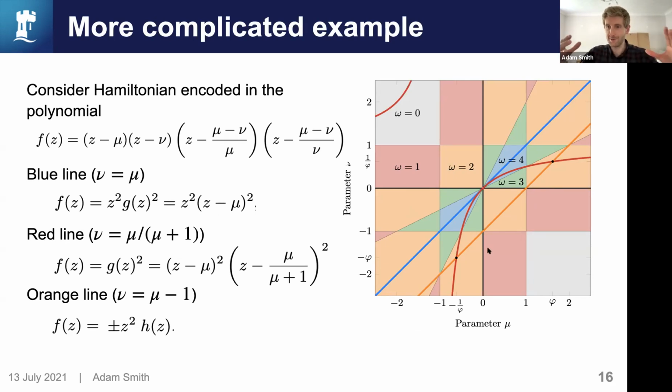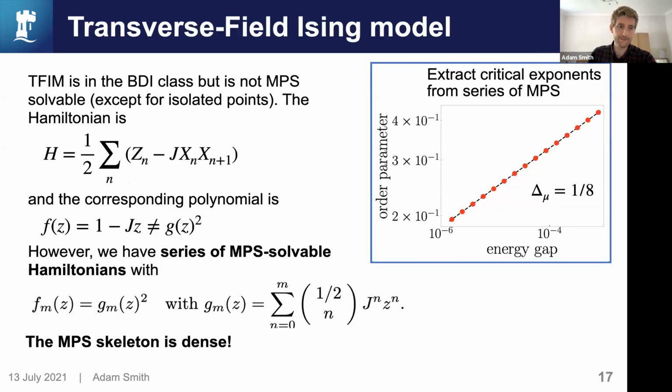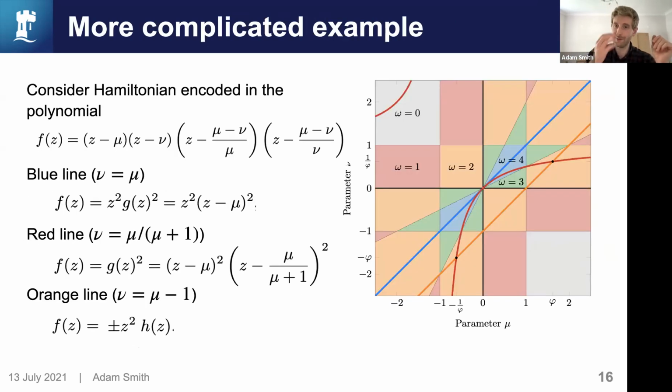So this is starting to look more like a skeleton. We have all of these exactly solvable paths that are threading through this phase diagram. And then the rest of the phase diagram is like the meat on the skeleton, so to say. One of the nice things about this skeleton, or these paths of MPS through the phase diagram, is that they're actually dense. Although it doesn't look like it here, they are actually dense within this class.